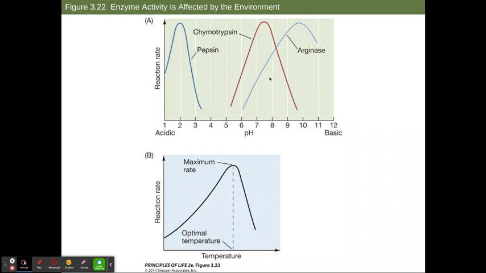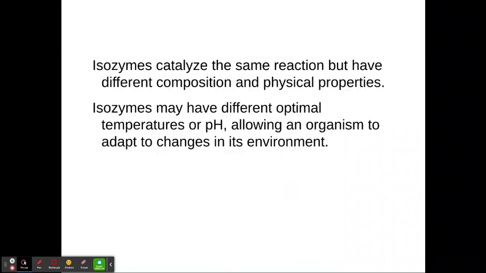With our reaction rate, pepsin in this case is going to be used in the stomach. It helps break down proteins, and it operates in a very acidic state. If the stomach acid becomes too basic, starts moving towards more neutral, pepsin doesn't really function, but at that point we can have chymotrypsin and arginase come in. They will do the same job. And right here we have the generalized model for reaction rate reaching a maximum rate of efficiency based upon temperature.